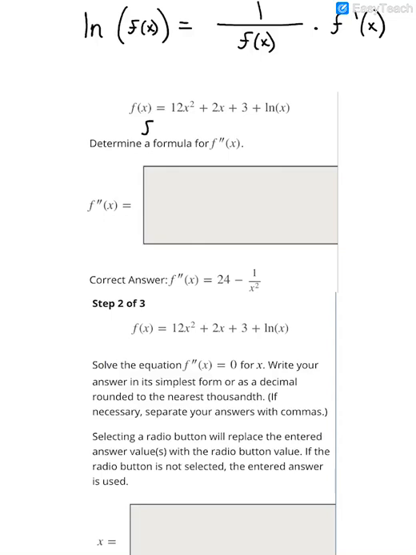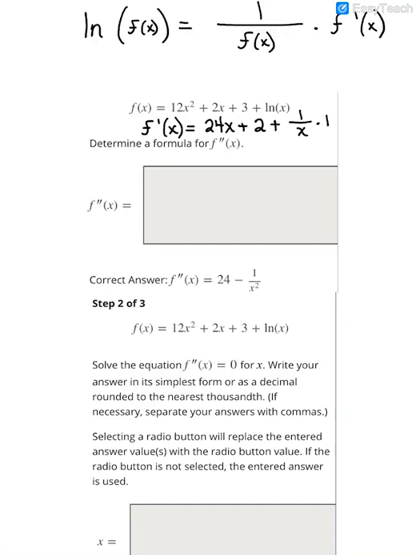start with a first derivative. And so applying basic power rules here in the beginning, I get a 24x plus just a plain 2 plus a 0, which I don't have to show. And then when I take the derivative of the natural log of x, I'm going to say it's 1 over x times the derivative of x, which is just a 1. So that would become just 1 over x.